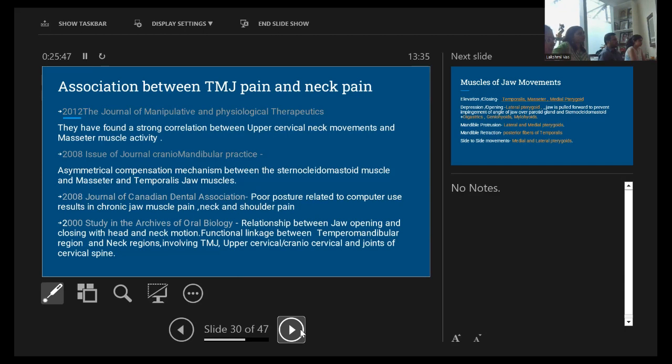Relationship between the jaw opening and closing with head and neck motion. There is a functional linkage between the temporomandibular region and neck region involving the TM joint, upper cervical, craniocervical, and joints of the cervical spine. So when there is TM joint pain, one has to look for other causalities also.